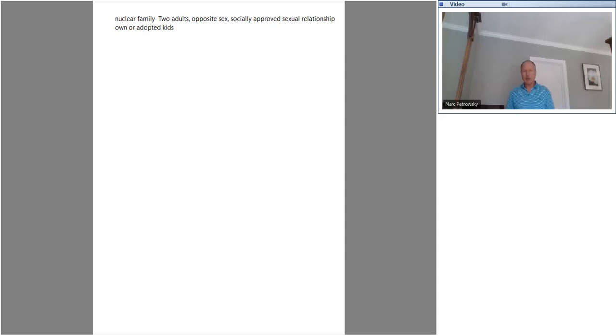So what we're going to do initially is look at composite family forms formed by the extension of the husband-wife relationship. Okay, so the extension of the husband-wife relationship. Now, what this results in when you extend the husband-wife relationship is a family form called polygamy.